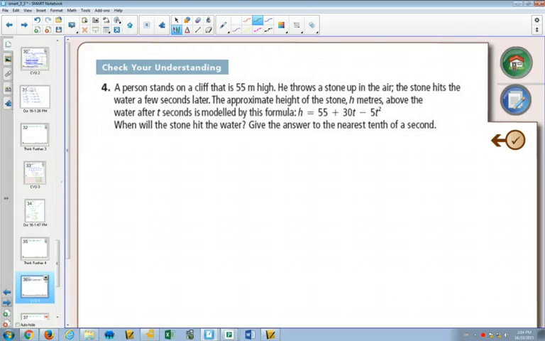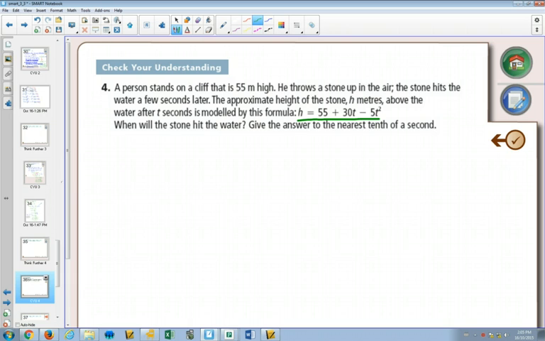There are two different kinds of word problems. Easy word problems and hard word problems. I would call this one an easy word problem because they give you the equation. You didn't have to figure out the equation from the context.